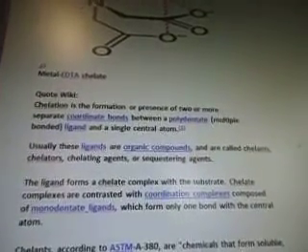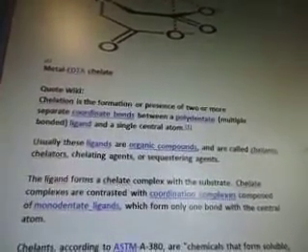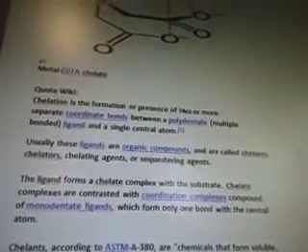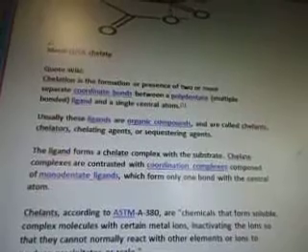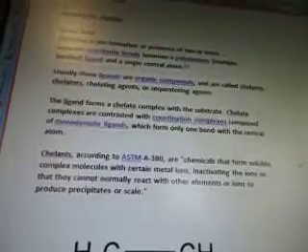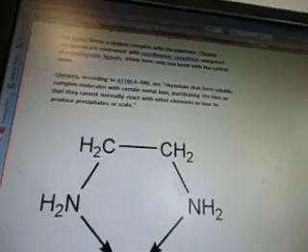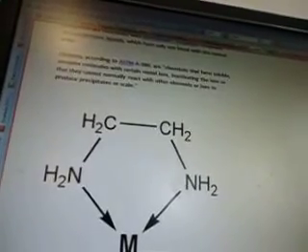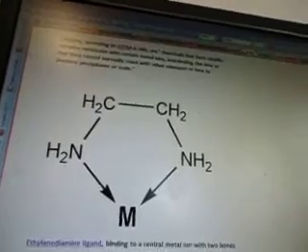Just so you know, we've done several videos about the ligand in the metals and transition metals, so this is about the outer shell for the UFO. Usually these ligands are organic compounds and are called chelates, chelators, chelating agents, or sequestering agents. The ligand forms a chelate complex with the substrate. Chelate complexes are contrasted with coordination complexes composed of monodentate ligands which form only one bond with the central atom. Chelates, according to ASTM-A380, are chemicals that form soluble complex molecules with certain metal ions, inactivating the ions so that they cannot normally react with other elements or ions to produce precipitates or scale.